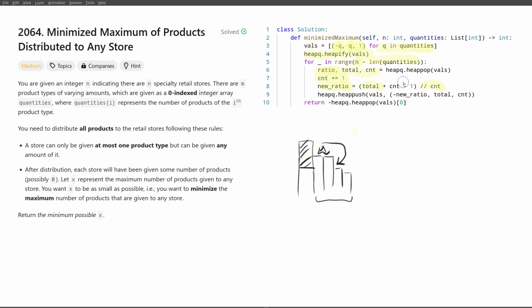We have to round it up, so to have total divided by count rounded up, we get total plus count minus 1 divided by count rounded down. This is the same as divided by count rounded up. And we push it back on our heap. So we push the negative of the new ratio, total, and this new count. And at the end we look at the product that has the biggest count, the biggest ratio. So this is again just the pop. We take its ratio, we negate it, and this is our result.